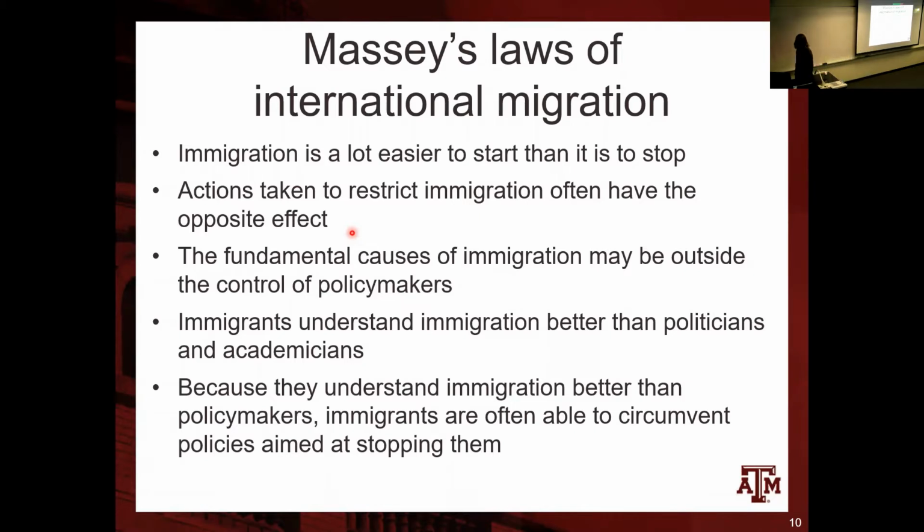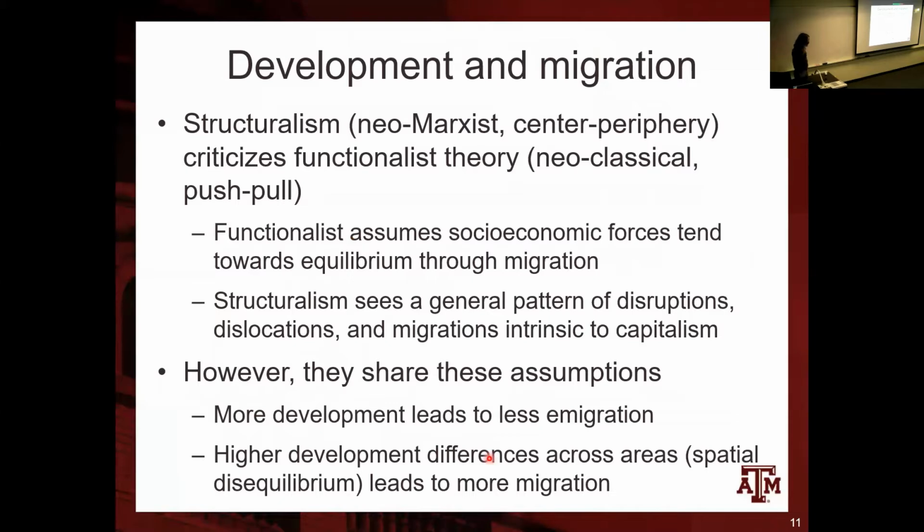Because they understand immigration better than policymakers, immigrants are often able to circumvent any policies aiming to stop them from moving to a specific country. I talked to you already in the lectures about theories of demography, in the specific case of international migration, and also internal migration, about the association between development and migration.